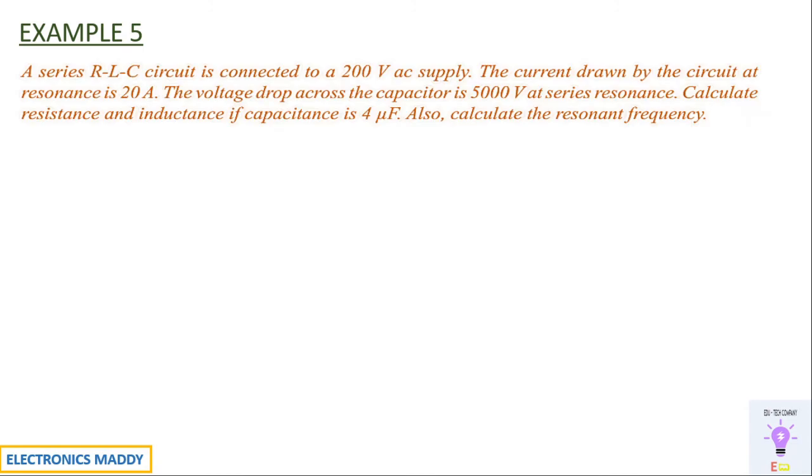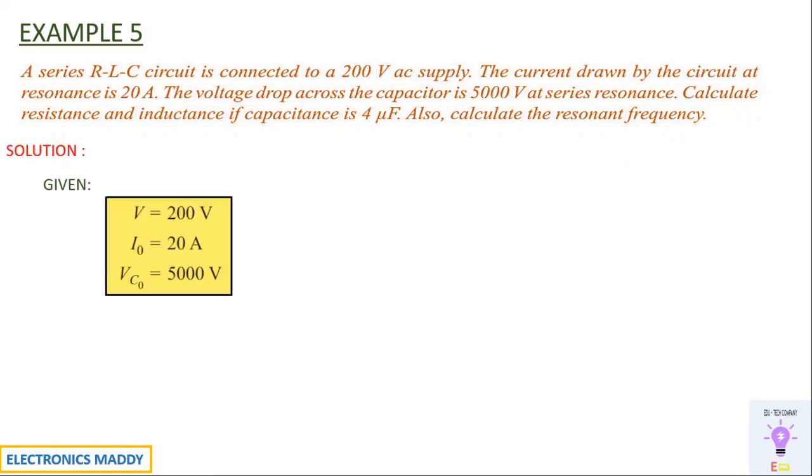Example 5, a series RLC circuit is connected to a 200 volt AC supply. They've given the current drawn at resonance to be equal to 20 amps. The voltage drop across the capacitor is 5000 volt. Calculate the resistance and inductance if the capacitance is 4 microfarad. Also calculate the resonant frequency. So this looks slightly different. We have not solved this nature of problem previously, so please pay attention.